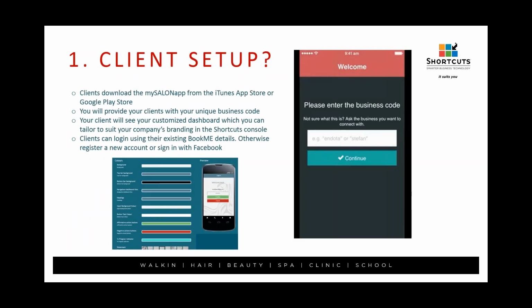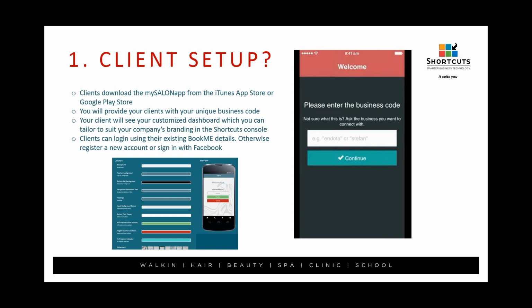Number one here, client setup. So how do my clients get the app? Your clients can actually download the mySalonApp from the iTunes Apple Store or from the Google Play Store. You will provide to your clients a unique business code that you will set up once you have access to the app. This can obviously be sent out to clients via email or maybe through your social media pages as well.